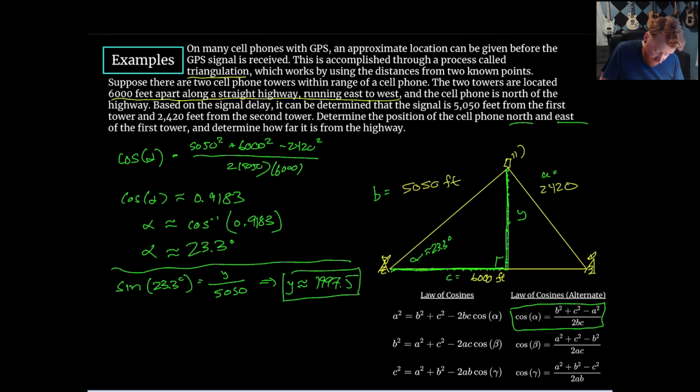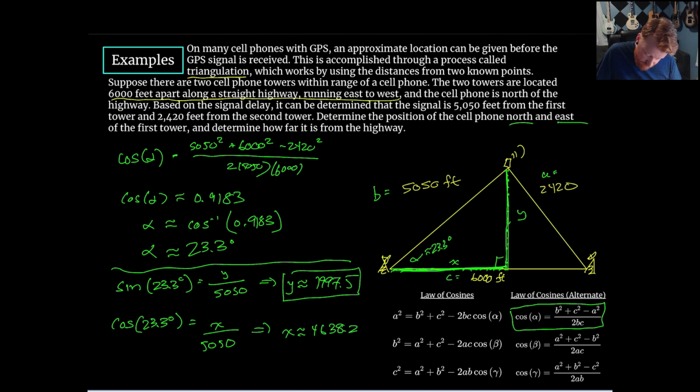And we are getting, if I use cosine of 23.3 degrees is equal to, now I'll call this distance here x, just this east distance here, x, the adjacent side, over 50. Multiply both sides by 50 and put that into a calculator. We will get that x is about 4638.2. These are feet, by the way, feet.